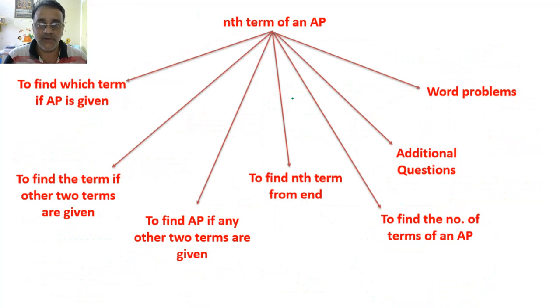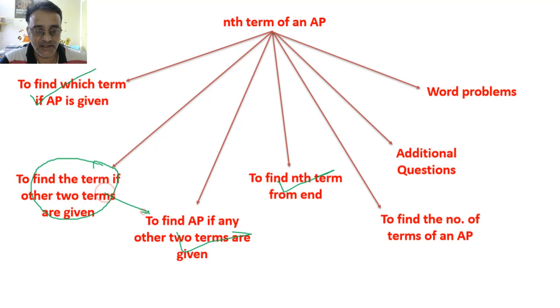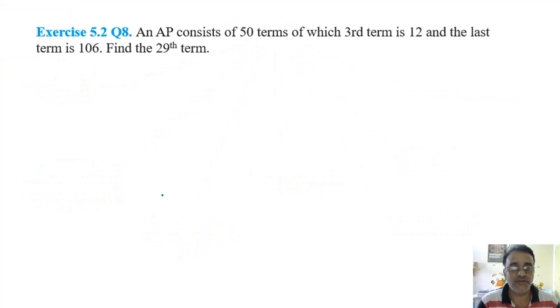So nth term of an AP, we completed these 2 questions and this also, and one example from these 2, because these 2 are interconnected only, right? So I'm going to start with one very good question: an AP consists of 50 terms, of which the third term is 12. जिसमें third term दिया हुआ और last term दिया हुआ, and we have to find the 29th term.